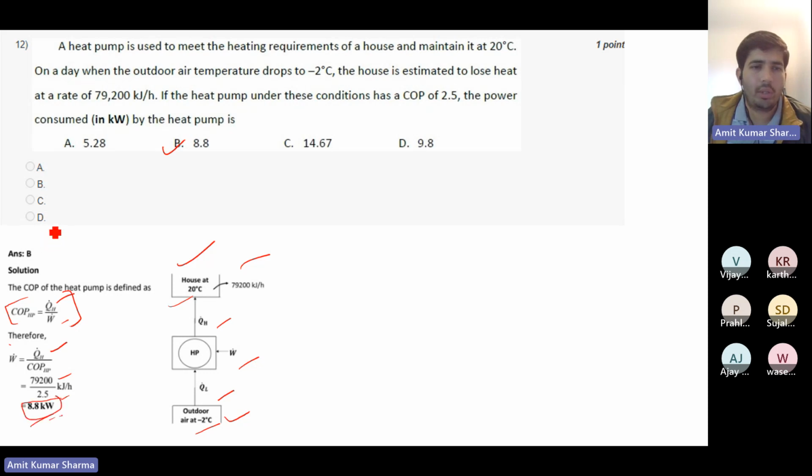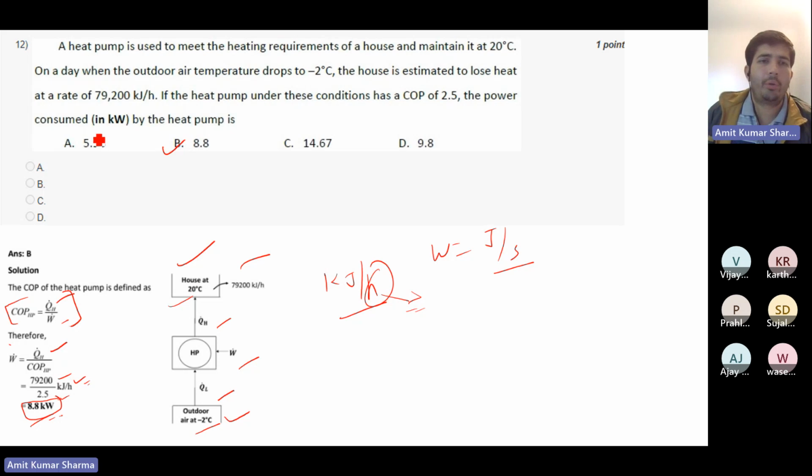A point to be noted here: it's in kilojoule per hour, but for watt we need joule per second. So you have to convert hour to second. Remember that, and only then you will get the right answer. It will be 8.8 kilowatt. You can do the calculation. Is it clear?